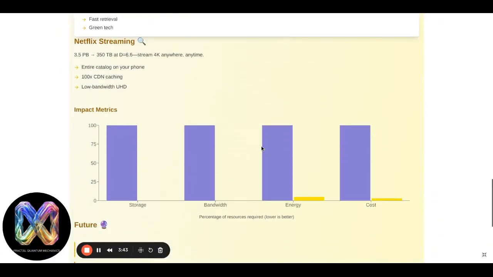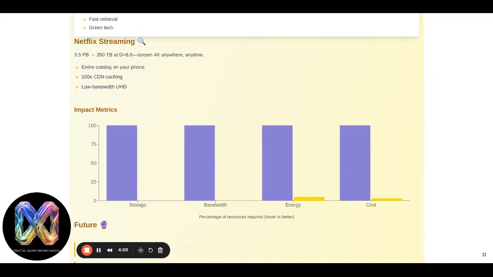Let's examine our Netflix case study in a little bit more detail. Using NDDC at dimension 6.6, the impact on streaming infrastructure is profound. As the chart illustrates, storage requirements drop to just 0.01% of current needs. Imagine storing 10,000 movies in the space currently needed for just one.